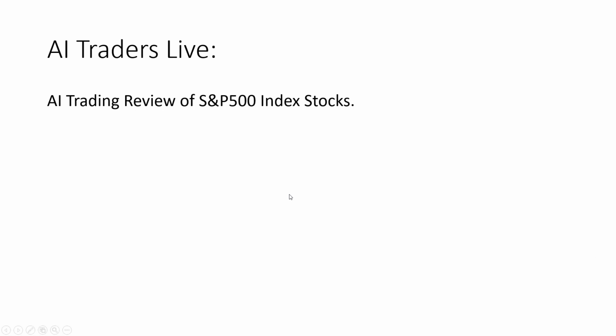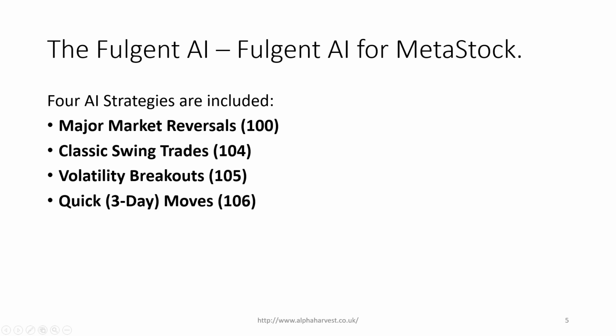Today we're going to review the SP 500 index stocks. We're going to try and find the next high probability trades in the index using artificial intelligence. And we use 4 major artificial intelligence trading strategies. And we use the MetaStock Fulgent AI that runs on the MetaStock platform. First one we look for is major market reversals, classic swing trades, volatility breakouts, and quick 3-day moves.